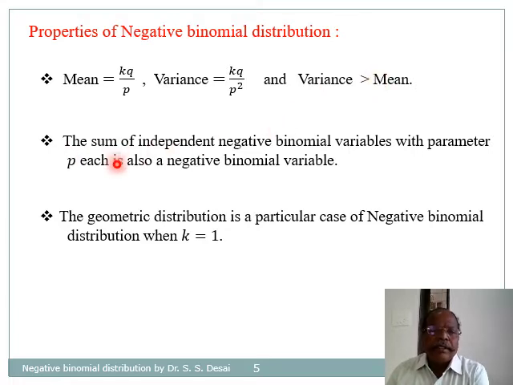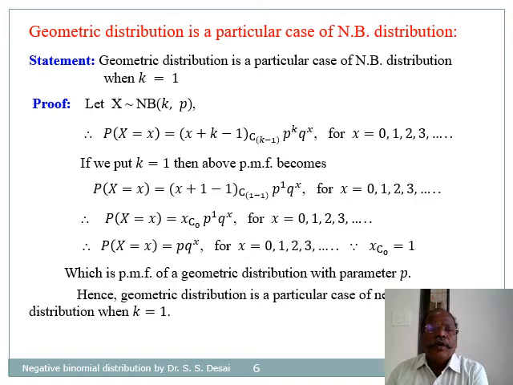This second property is the sum of independent negative binomial variables with the same second parameter p is also a negative binomial variable, and most important is the geometric distribution is a particular case of negative binomial distribution when k is equal to 1. Now let us prove that geometric distribution is a particular case of negative binomial distribution.